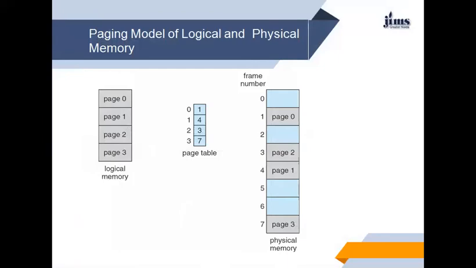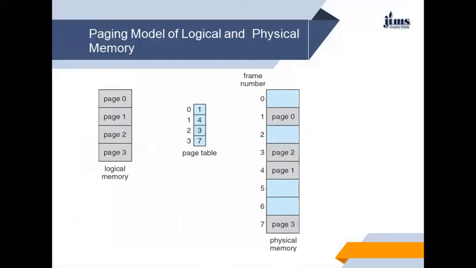Here is another paging model of logical and physical memory. Let this logical memory have 4 pages: page 0, page 1, page 2 and page 3. On the extreme left we can see this. And in the page table, 0, 1, 2, 3 are the page numbers, and the values 1, 4, 3, 7 are the frame numbers.